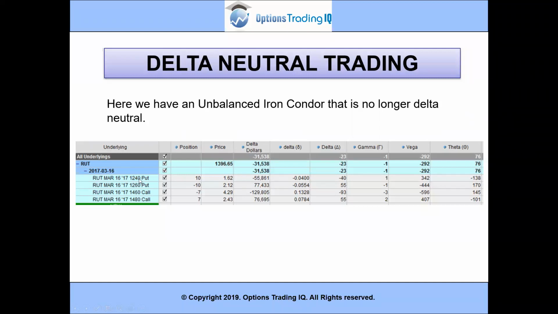All right, so that's our position before adjusting. We've got the 1260, 1240 puts and the 1460, 1480 calls, sorry.